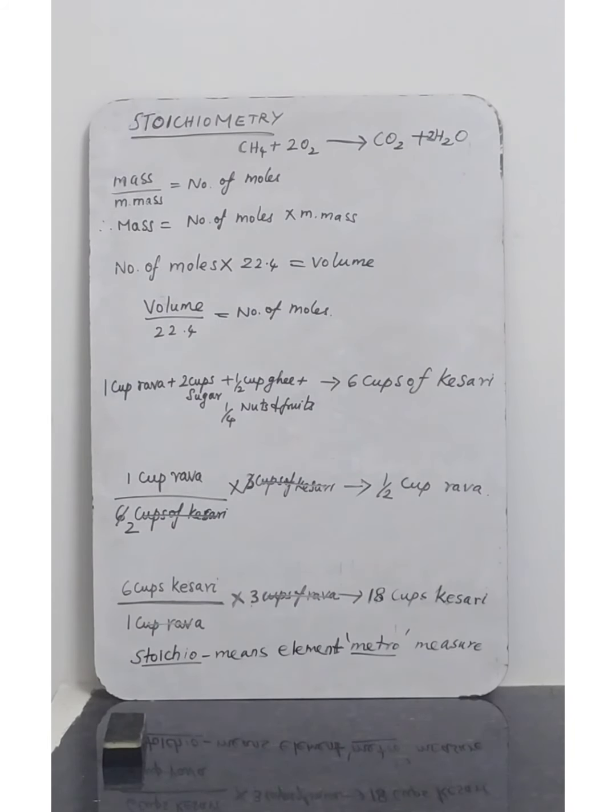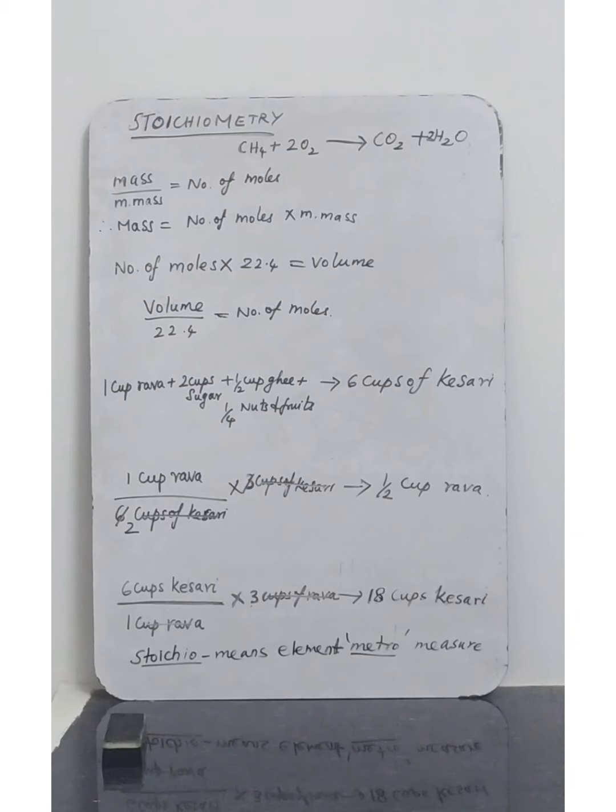Okay, suppose they are asking to calculate volume. They have given the number of moles, so number of moles into 22.4 is equal to volume. What is 22.4? That is nothing but molar volume. In the first class we discussed what is meant by molar volume. The volume occupied by 1 mole of any gas is called molar volume. The value is 22.4 liter. Or if the volume is given and they are asking to calculate the number of moles, then number of moles is equal to volume divided by 22.4. Okay, understood what I am saying?